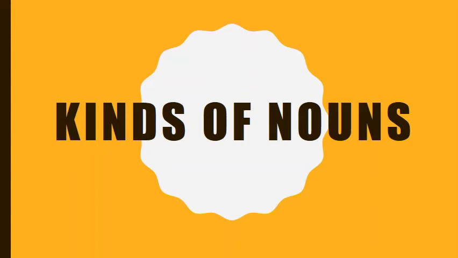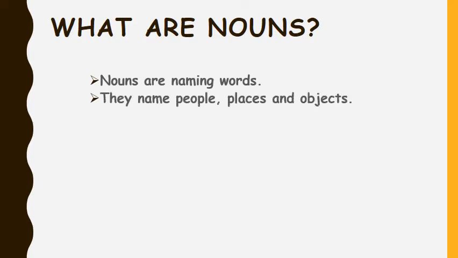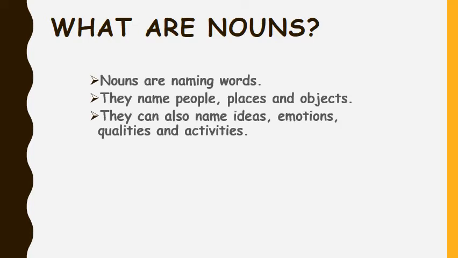Okay, today we're going to talk about nouns and some kinds of nouns. First of all, we have to know what nouns are. Nouns are naming words, words that name places, things, objects, people, and animals. They name people, places, and objects. They can also name ideas, emotions, qualities, and activities.